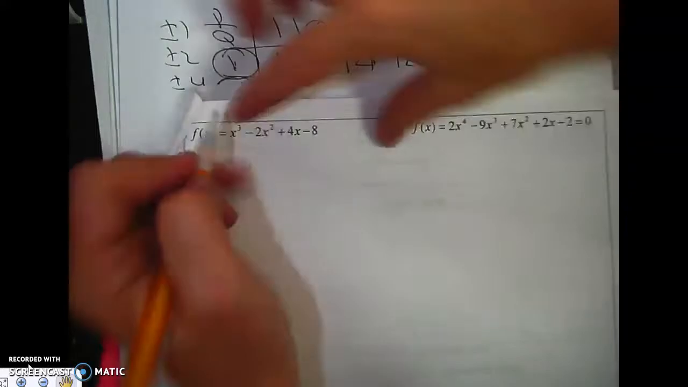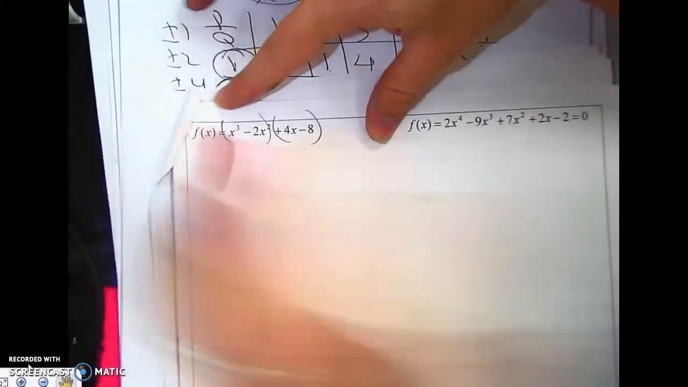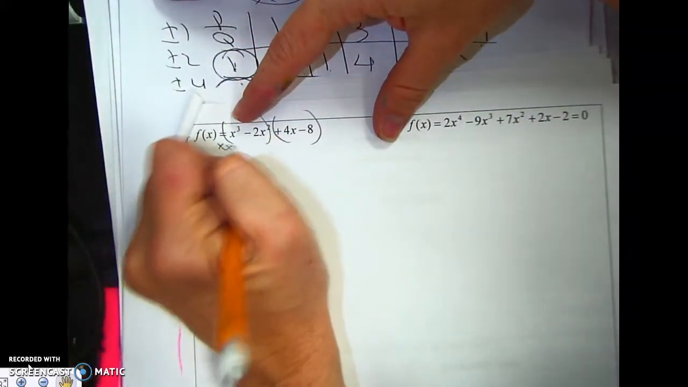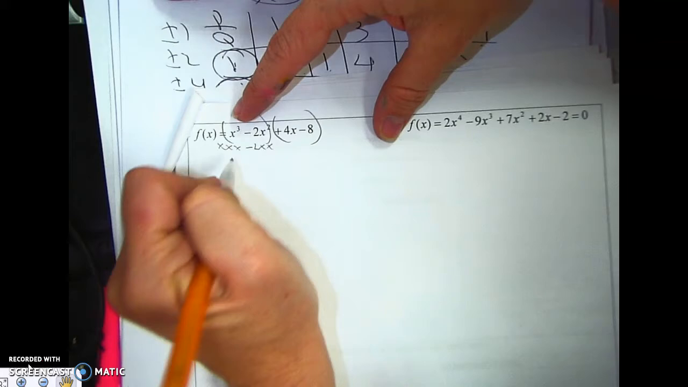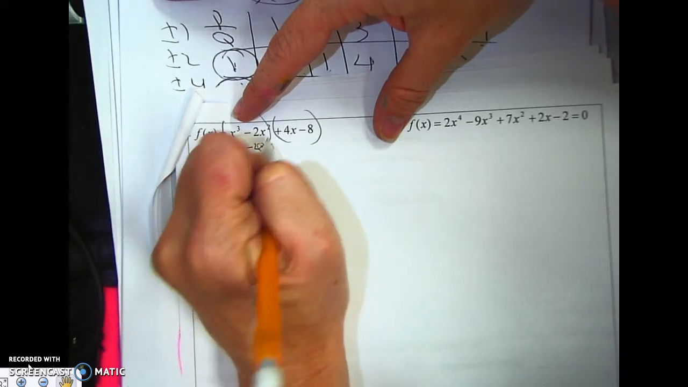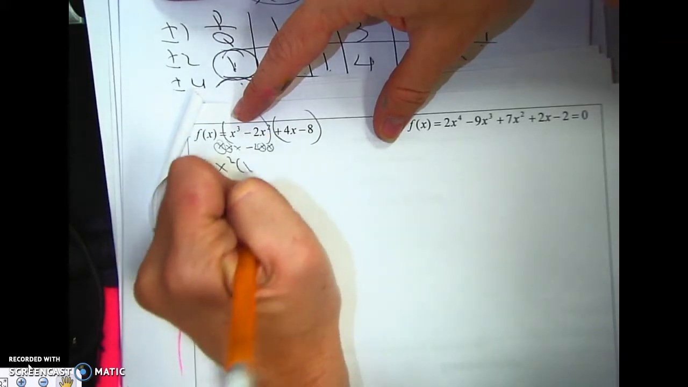This one I can see as factor by grouping. You could still do the PQ, but I think you get the game of the PQ, so I don't think I need to do that one again. So x squared I can take out, and then I'm left with x minus 2.